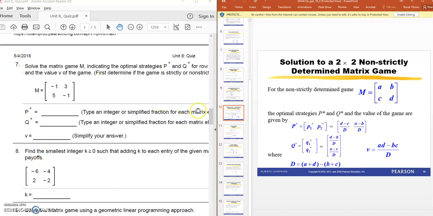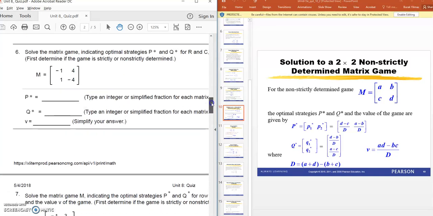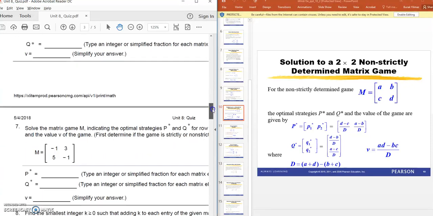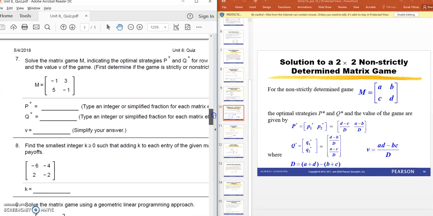Number 7 is exactly the same as number 6, only the matrix is different. So we're going to use the same method as you see the formulas on the slide here. Again, this matrix game is not strictly determined because if you look at the row, the minimum value is -1. Second row, minimum value is -1.